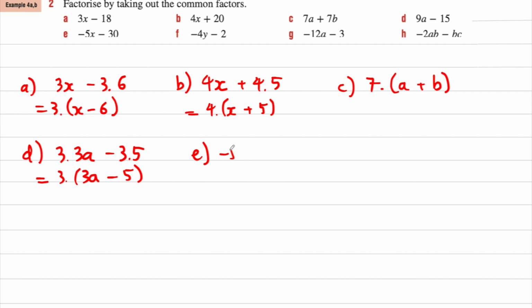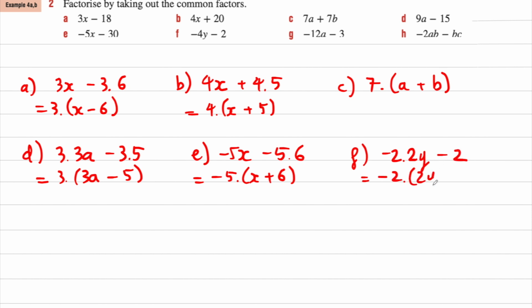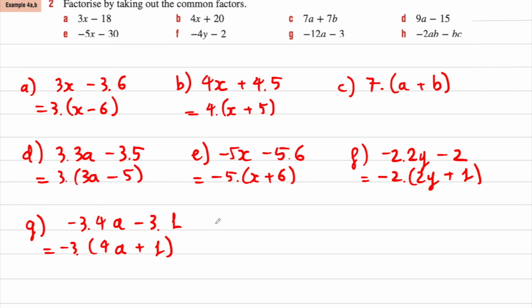Question E is a little bit harder because you have a negative number here. Take minus 5 outside, and inside you get h plus 6. Question F, you have minus 4 and minus 2. So minus 4 is minus 2 times 2, times y minus 2 here. Minus 2y plus 1. The next one is question G, 12 and minus 3. Take minus 3 outside, and then you will recognize that 4a will be inside the bracket, and then you get 1. Without a sign in front of 1 means plus 1.